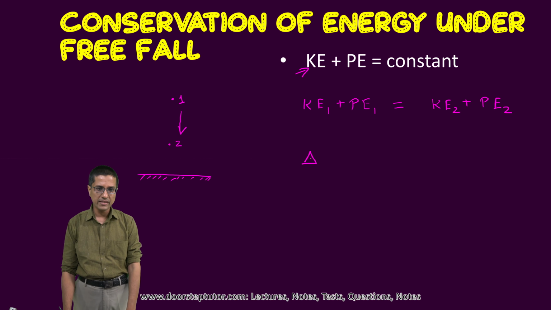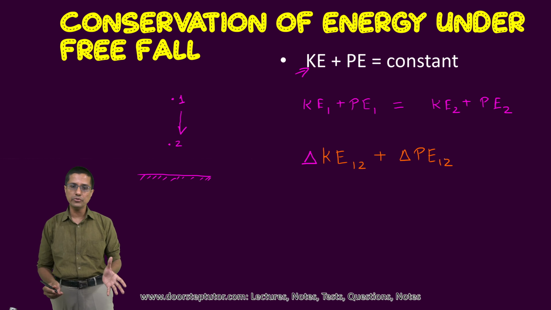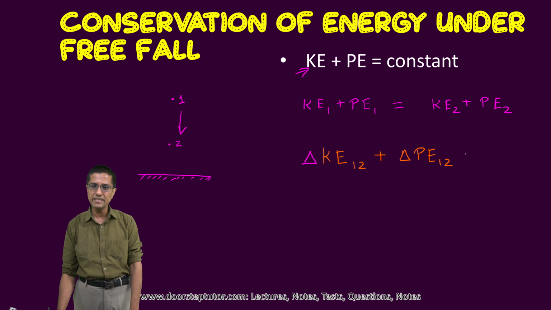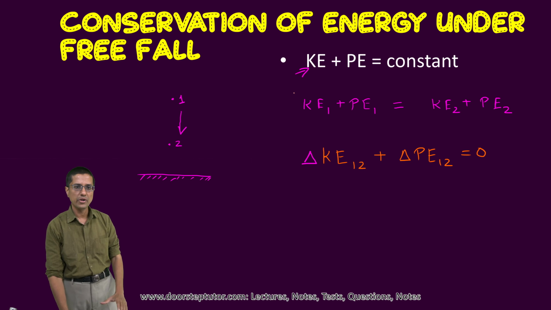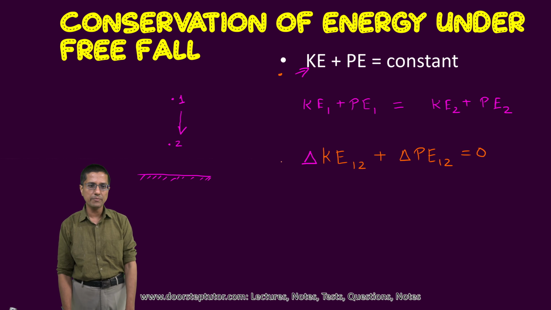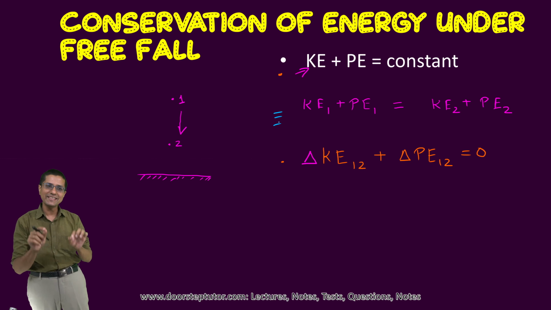Another way of writing this expression, that the kinetic energy plus potential energy remains the same, is as follows. We say that delta KE, the change in kinetic energy when the object goes from point 1 to 2, plus delta PE, the change in potential energy when the object goes from point 1 to 2, is 0. So the net change in energy is 0. These two statements are exactly equivalent. They are two ways of writing the same thing.